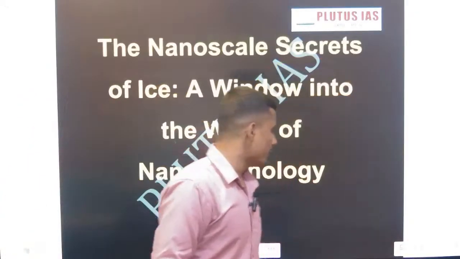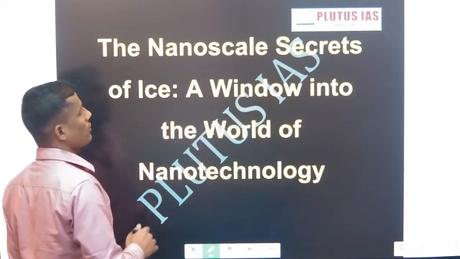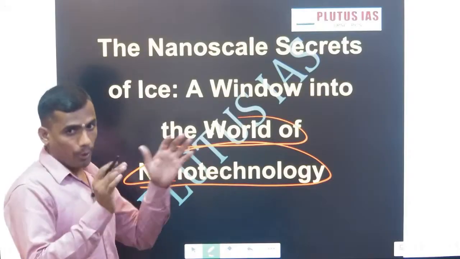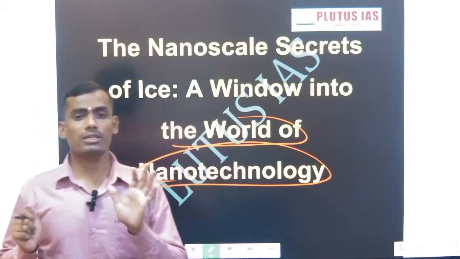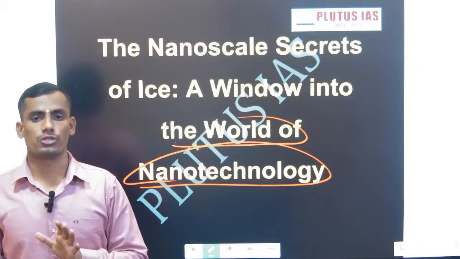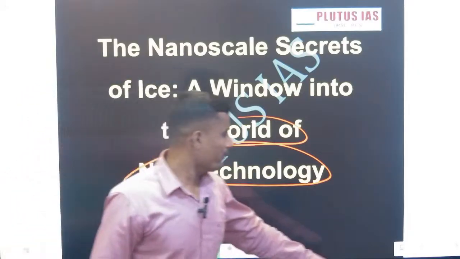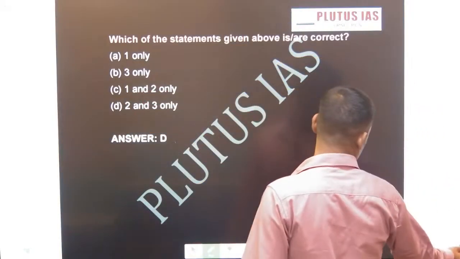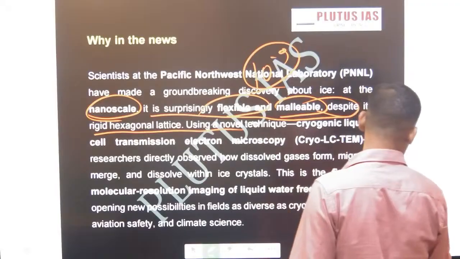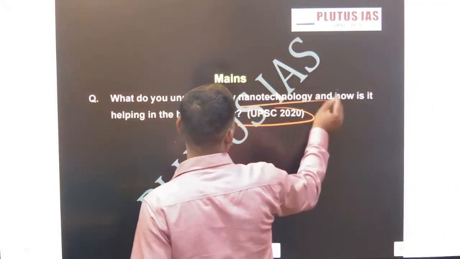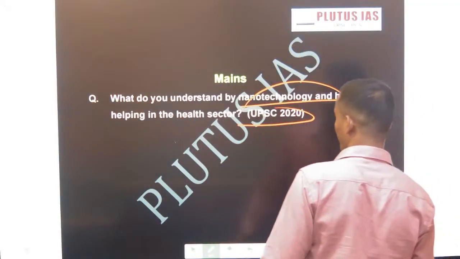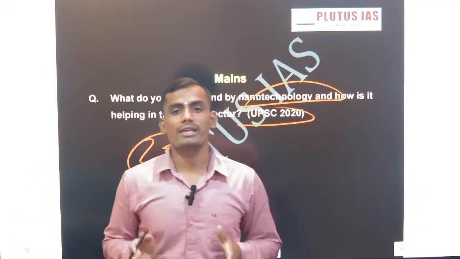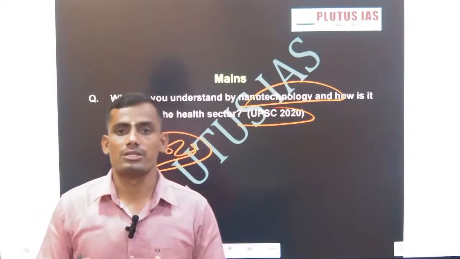So what is the topic name? The topic name is nanoscale secrets of the window. This is just one world of nanotechnology. The broader topic is nanotechnology, which comes under the GS3 science and technology portion. The reason we have taken this topic is this one. This is the mains question UPSC asked in 2020 on nanotechnology. Even in 2025 UPSC asked a question on the application of nanotechnology in agriculture.